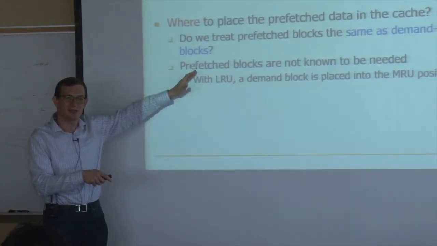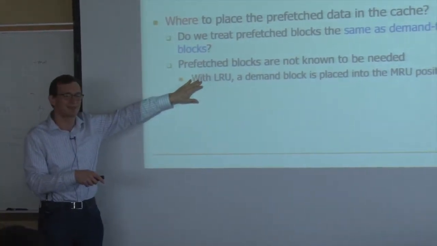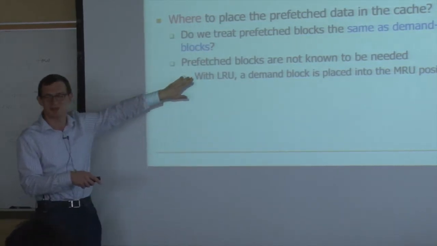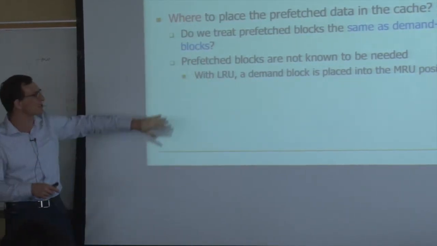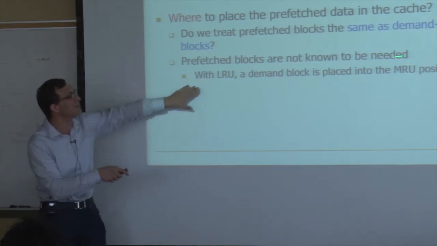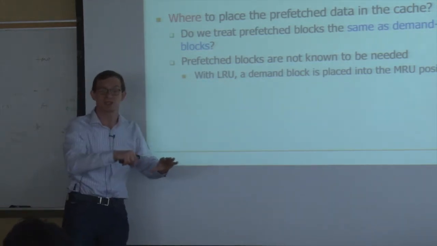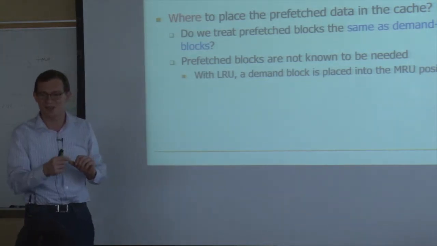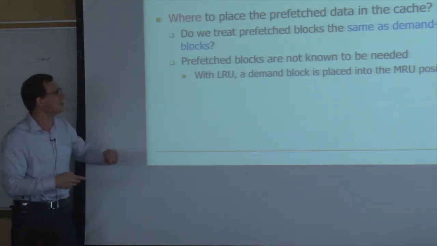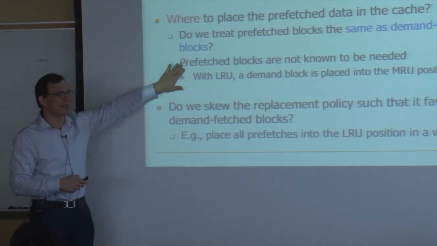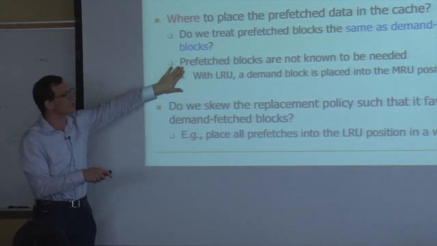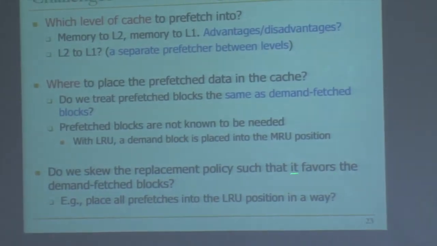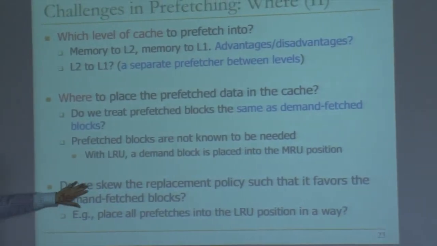Well, actually, there are many processors that have done that before, not today. I'm sure there are some processors that do that today too, but they're becoming a lot more intelligent in the management of the cache. Even demand requests are not placed in the MRU position today. They want some more evidence as to whether the demand is actually reused. But we're not going to go into that. Again, you can take 742 if you want to see the more sophisticated policies. Or do we skew the replacement policy such that it favors the demand fetch block somehow?